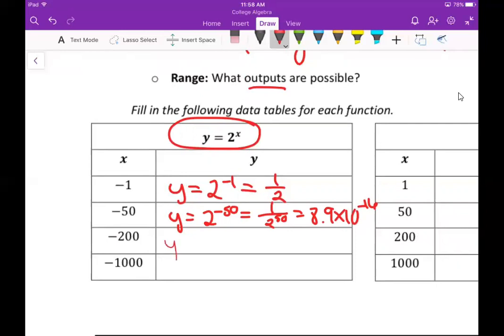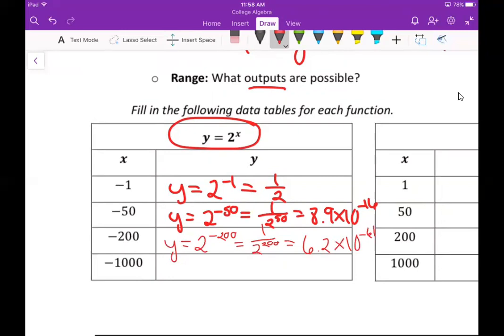If I do keep going towards negative infinity, y equals 2 to the -200, then I'm going to divide by 2 200 times now. If you plug that into your calculator, you get about 6.2 times 10 to the negative 61, an incredibly small number.